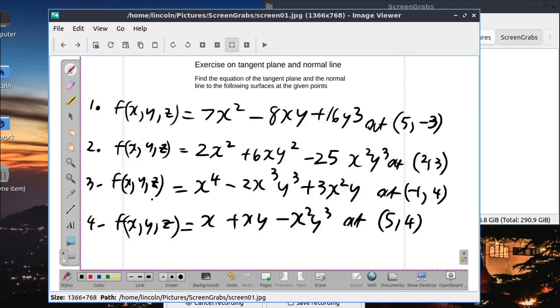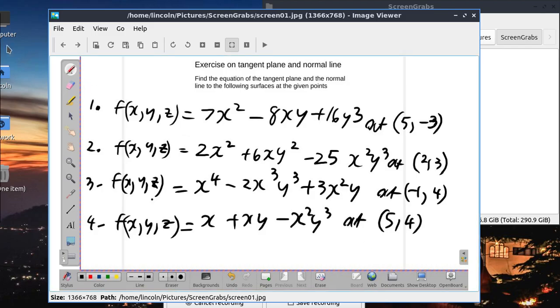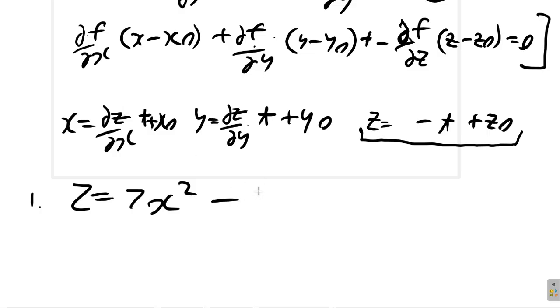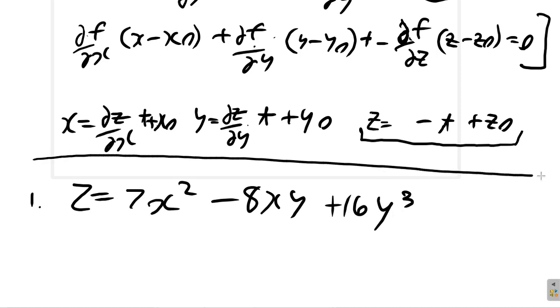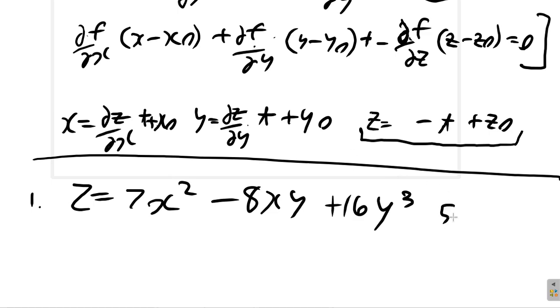So z equals 7x squared. That's question 1. Z equals 7x squared minus 8xy plus 16y cubed. Just draw a line here. And the point is 5, negative 3.